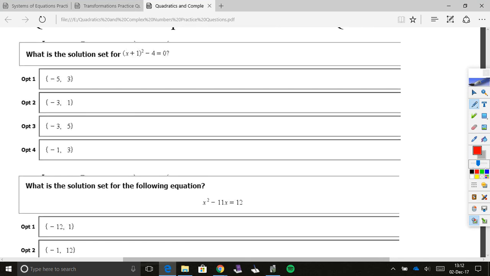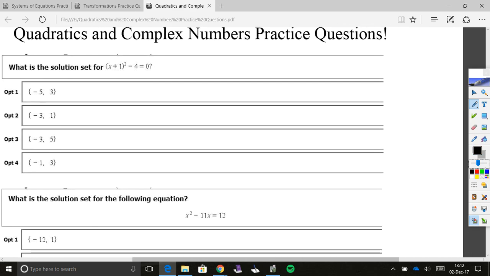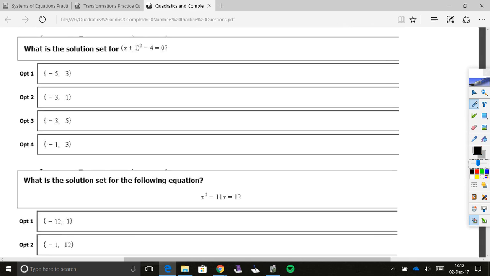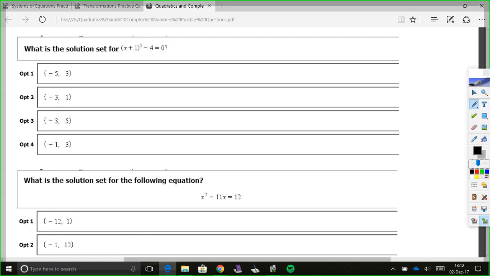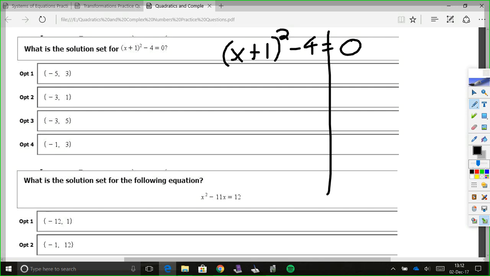Here, the same idea. Let's kind of just solve this old-fashioned equation style. So, x plus 1 squared minus 4 equals 0. And old-fashioned, let's get rid of this 4. Let's add it to both sides. That leaves me with x plus 1 squared equal to 4.